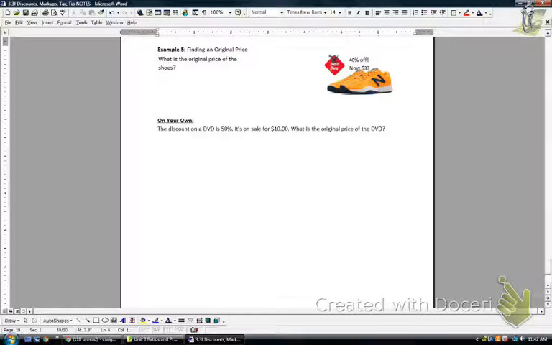Alright, example 5 says finding an original price. What is the original price of the shoes? So the shoes are on sale for 40% off, and they are now $33. Well, if the sale price is 40% off, that means the original price is 60%.